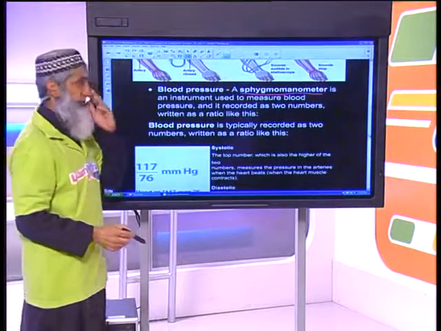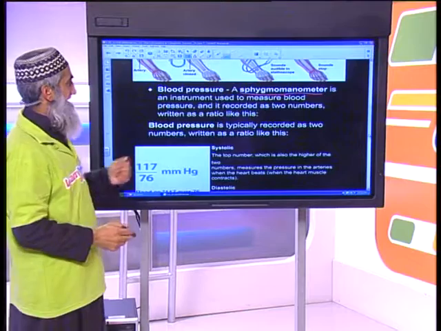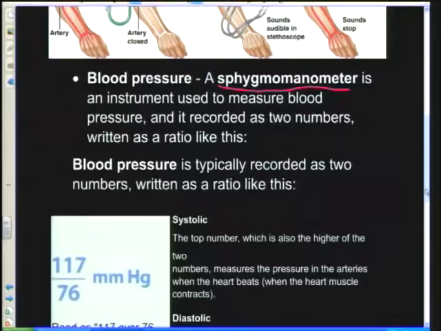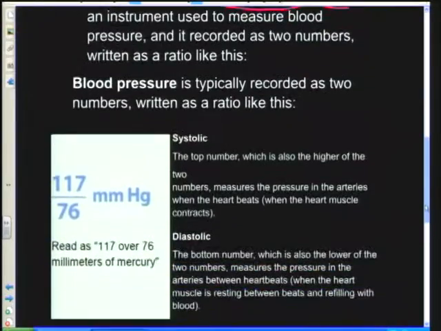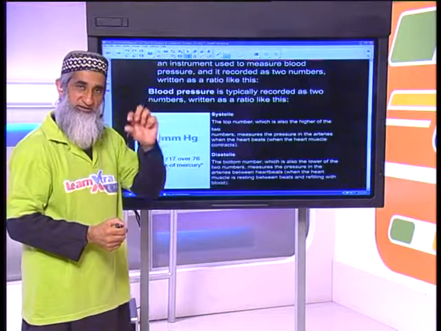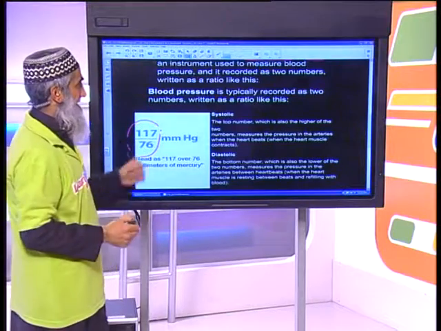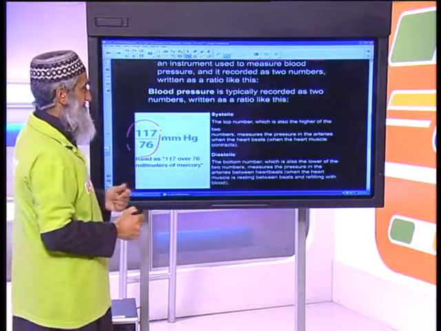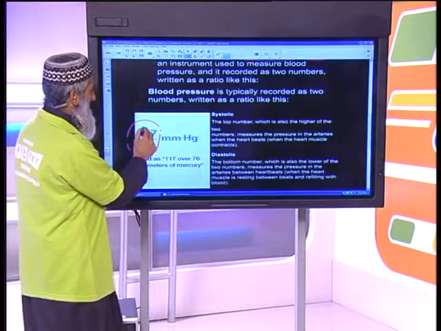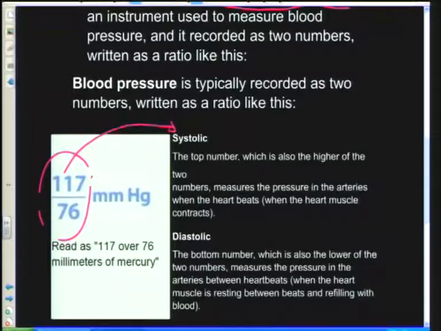So what is recorded? Two numbers are recorded, normally one number above another one. Like this one here is given to you, 117/76 millimeters of mercury. In other words, it's dealing with the pressure in that instrument. So the first number, the top number, this one here, is the systolic number.